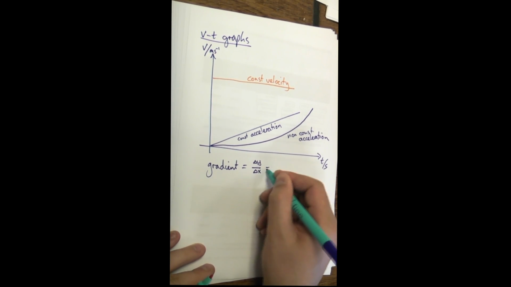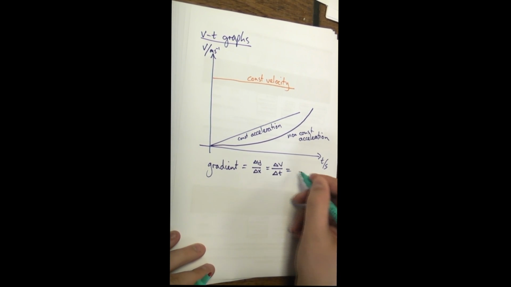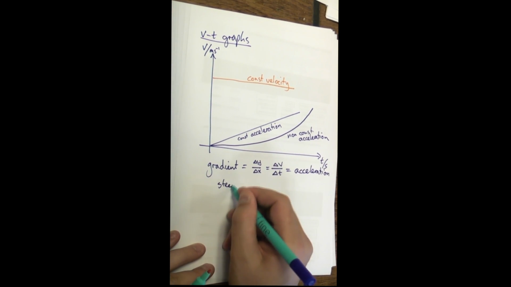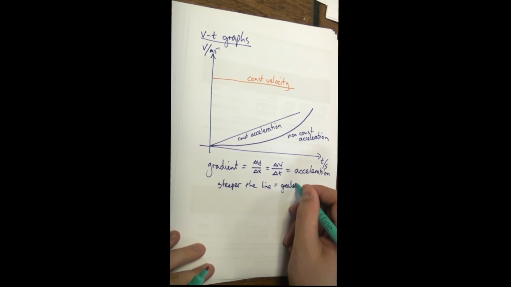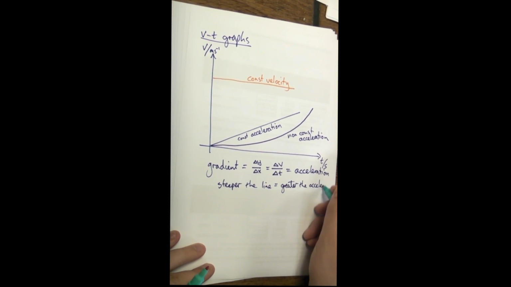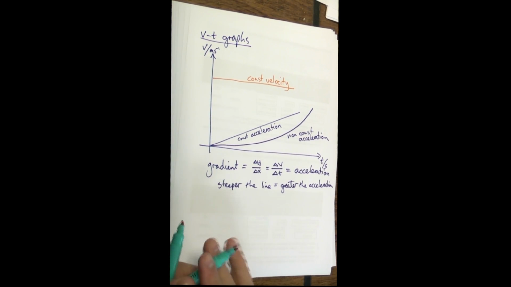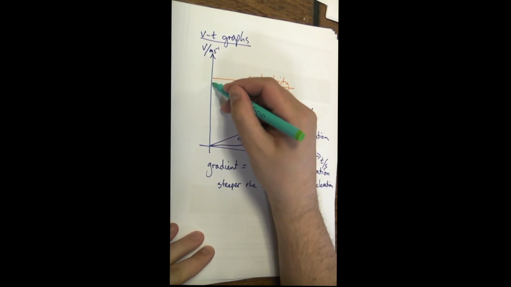And that's because the gradient of the line is equal to the change in y over change in x, which is change in velocity over time, which is the acceleration. So this gradient is just the acceleration. The steeper the line, the greater the acceleration. The shallower the line, the smaller the acceleration.